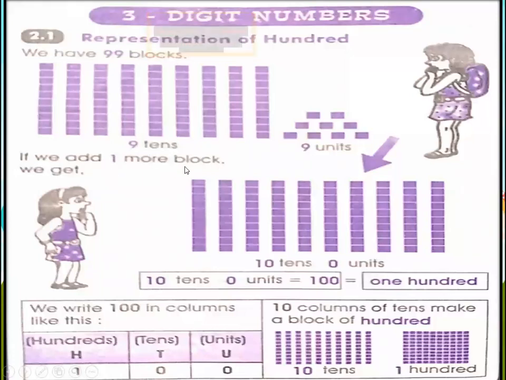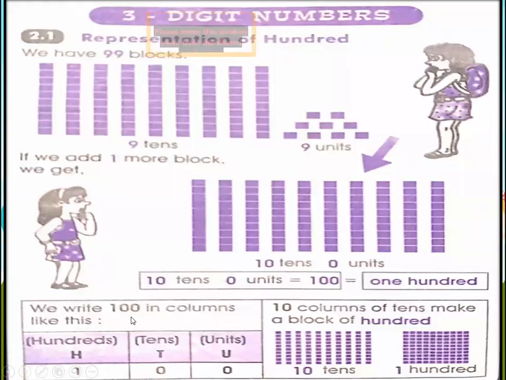If we add one more group of 10 blocks, we get 10 tens. 10 tens is made with 10 columns of 10 blocks. 10 tens means 100. These are the 9 tens blocks, and if we add one more group of 10 blocks, it will make 10 tens, and 10 tens means 100.